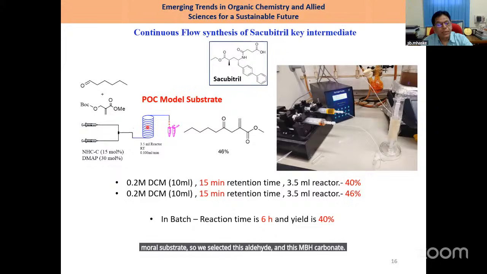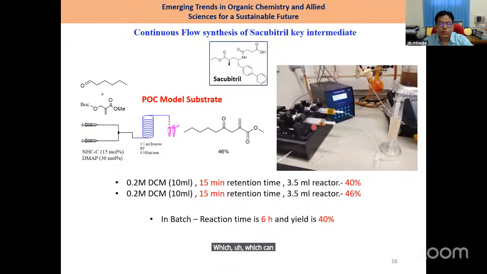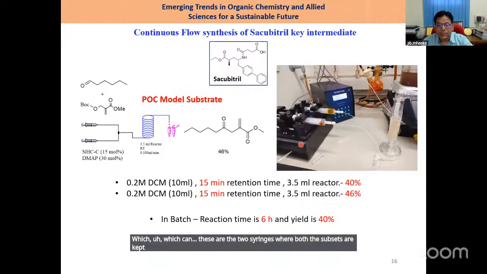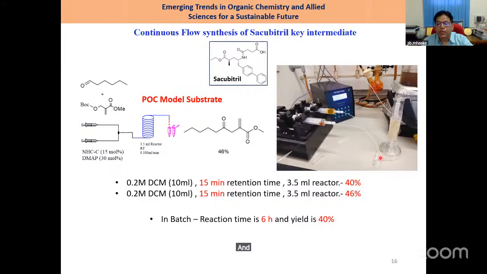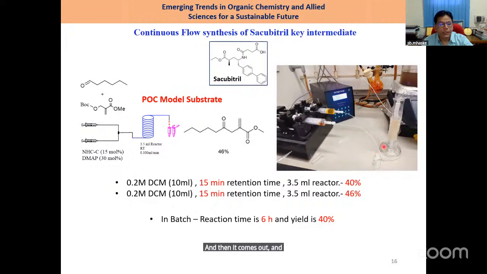Here is the schematic diagram of this flow chemistry unit, and on the right-hand side you can see the actual photo. We have used a syringe pump; these are the two syringes where both the substrates are kept along with the catalyst, and then it passes through. Here is a coupler, the mixer, where it mixes, and then it comes out and we can collect it.